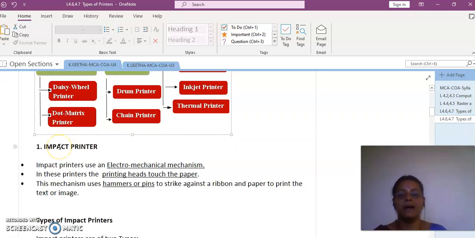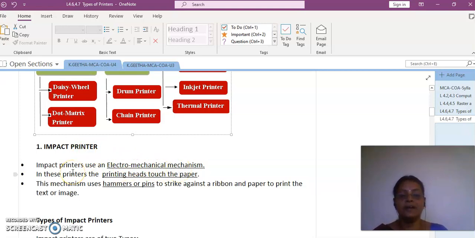Coming to impact printers, they use electromechanical mechanisms. What do we mean by electromechanical? These printers contain electronic components and also mechanical components. Mechanical components are always meant for movement, and electronic components are the electronic devices used to store energy. So it is a combination of electronic and mechanical components, and hence they are called electromechanical printers.